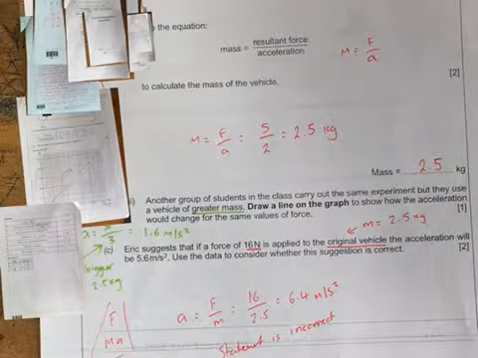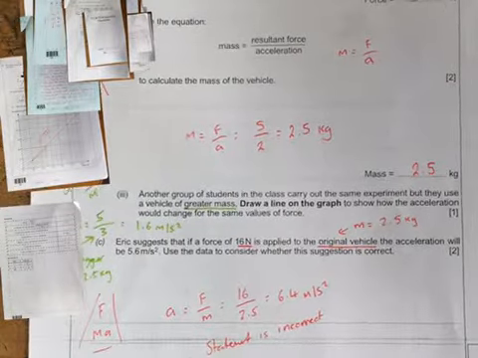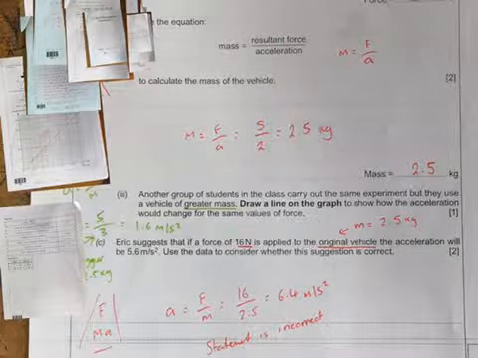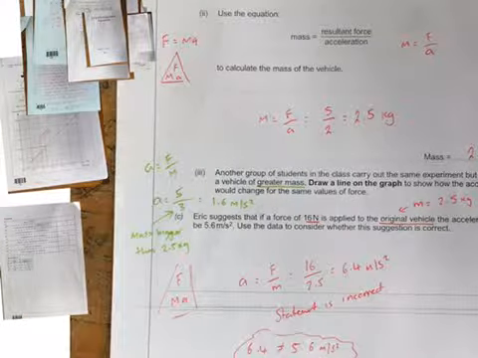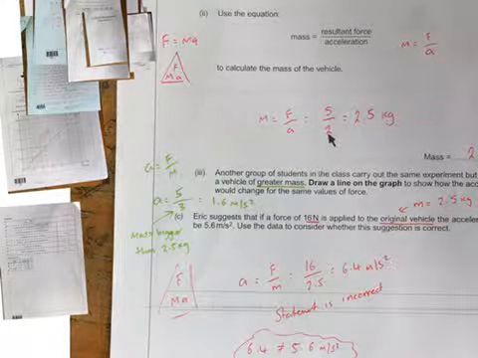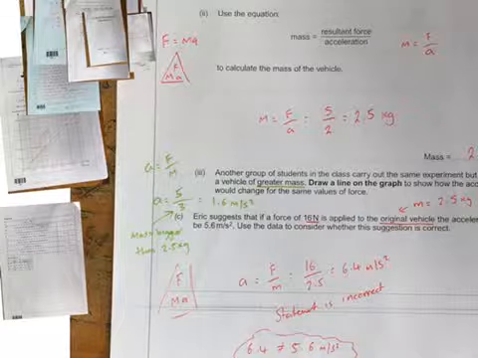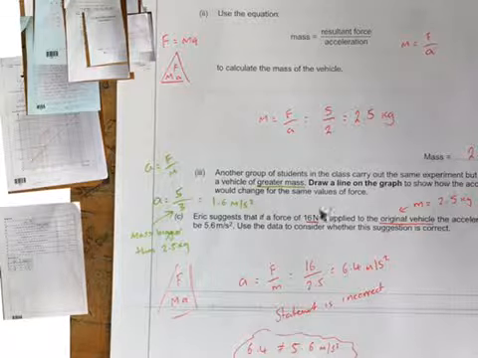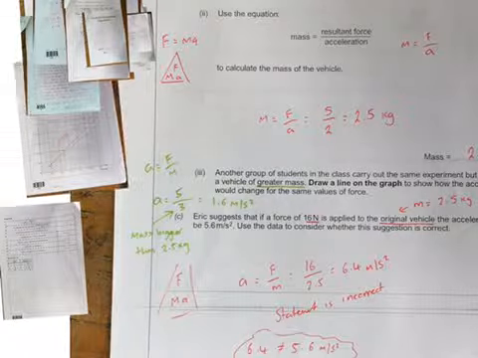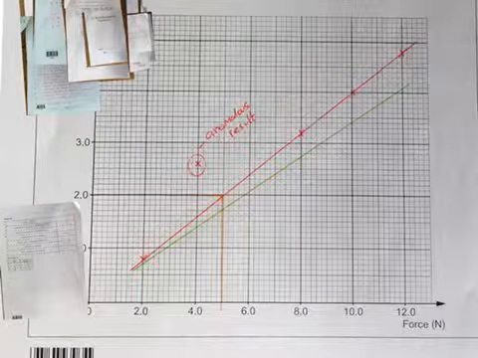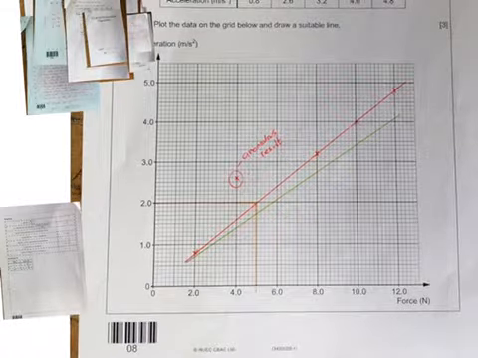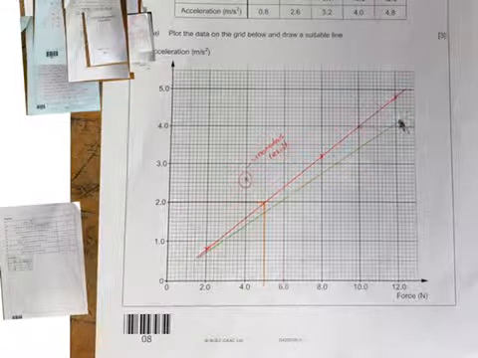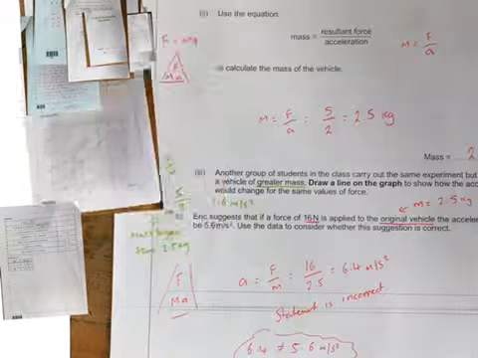Another group of students in the class carry out the same experiment, but they use a vehicle with a greater mass. I don't know if you remember me saying earlier, but if it's got more mass, it's going to have less acceleration. I can even prove that to you. If we increase this from 2 to 3, there's going to be less, so 1.6. So acceleration is going to decrease. Therefore, the line on the graph is going to be less steep. For the same amount of force, you get less acceleration because you've got more mass, you're heavier.